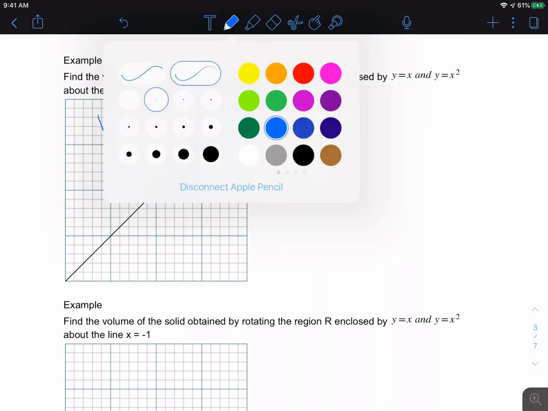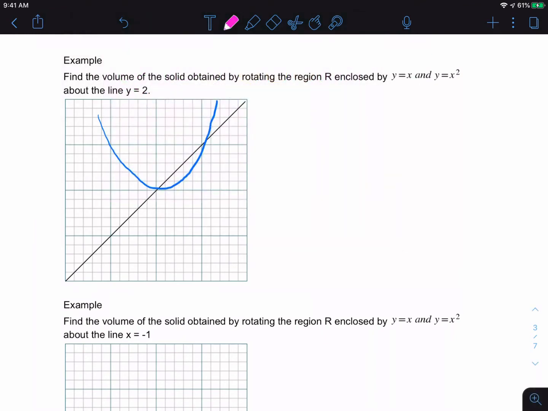There's that guy. And then I'll use pink. It says that we're going to rotate this thing at y equals 2. So y equals 2. I want it more accurate than that. You get it. So that's my y equals 2 line right there, right?